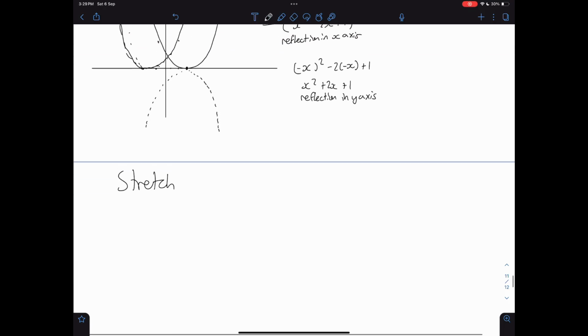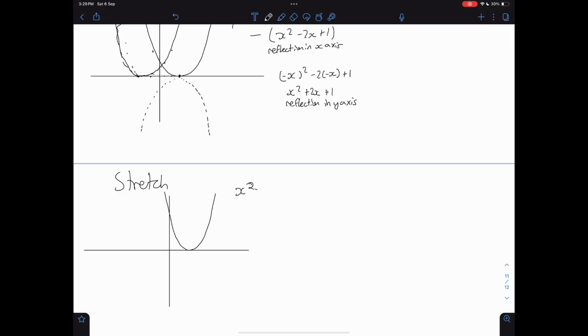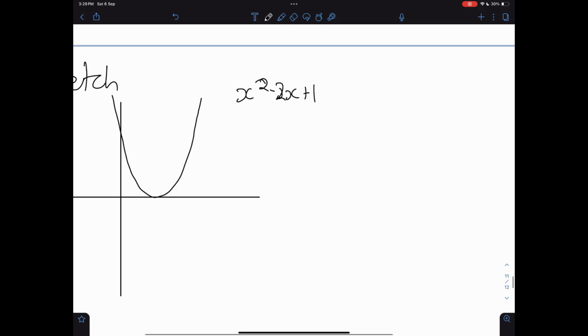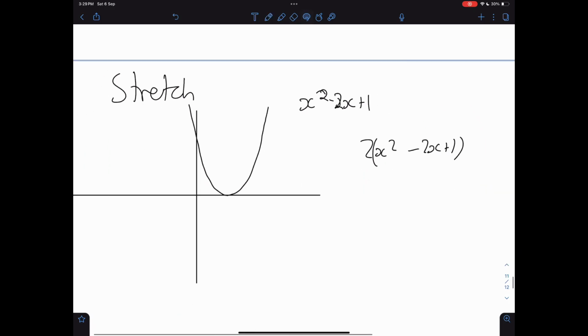And you draw your axes. And we're using the same one, x squared minus 2x plus 1. And what if we imagine we multiply everything by 2? And that's like, okay, we've gone through everything. We've x squared minus 2x plus 1. We've done it. But now we're going to double it. We're going to double that output.